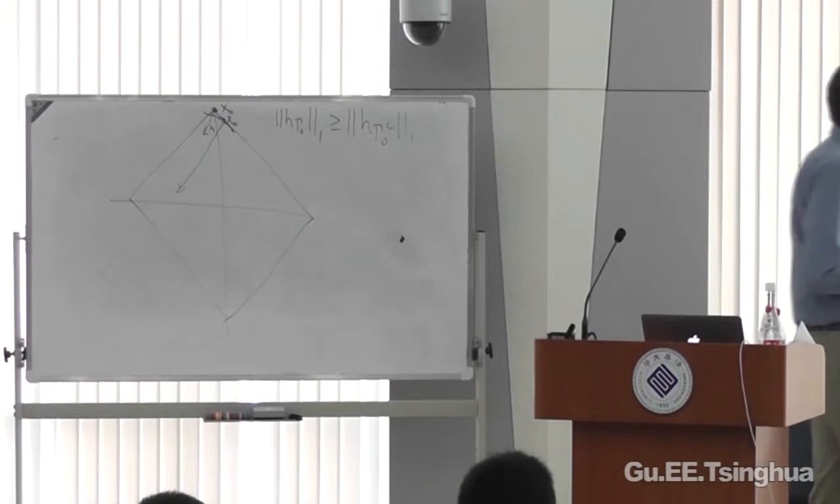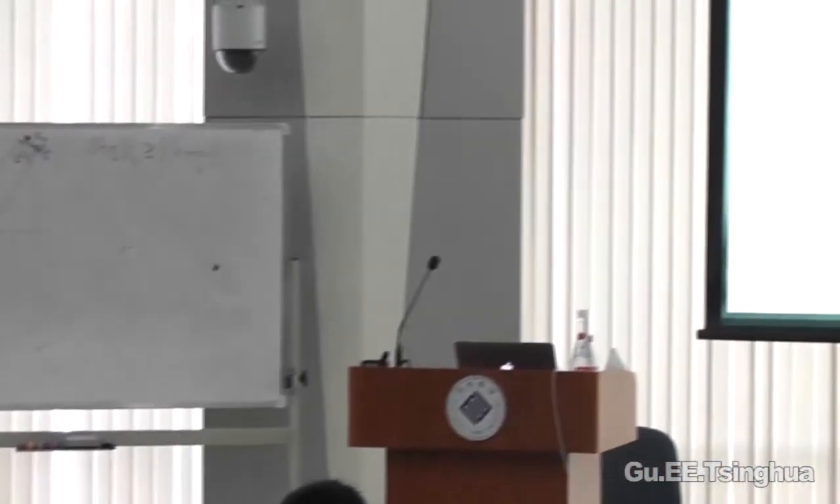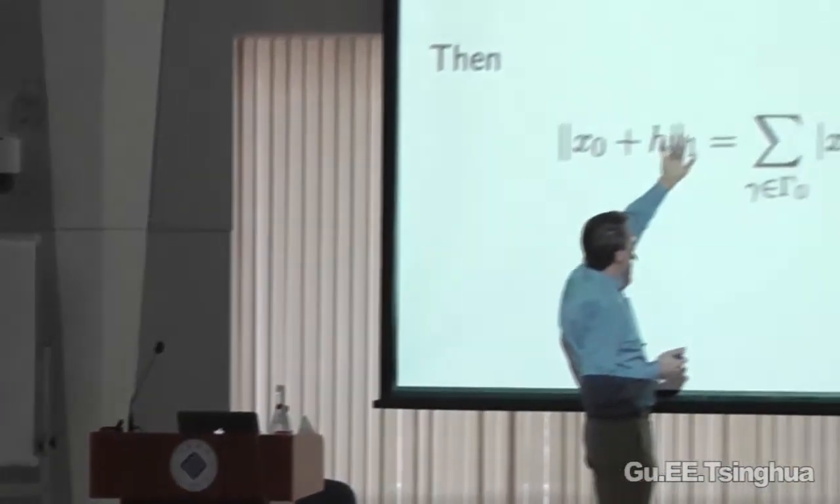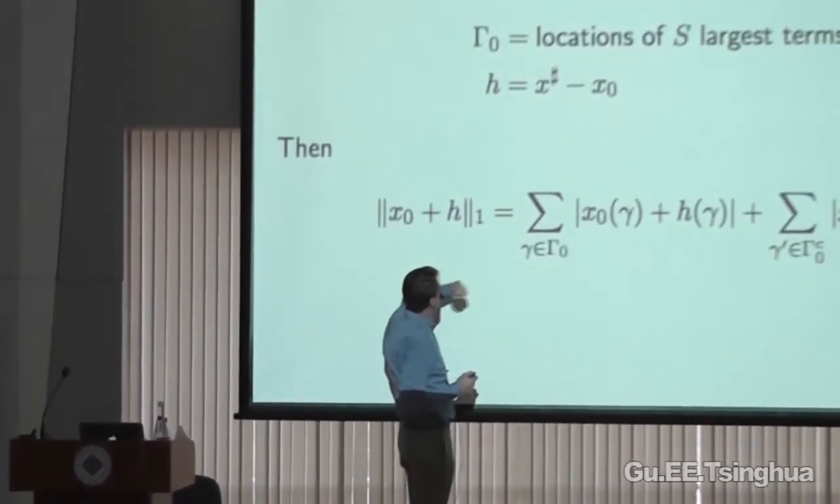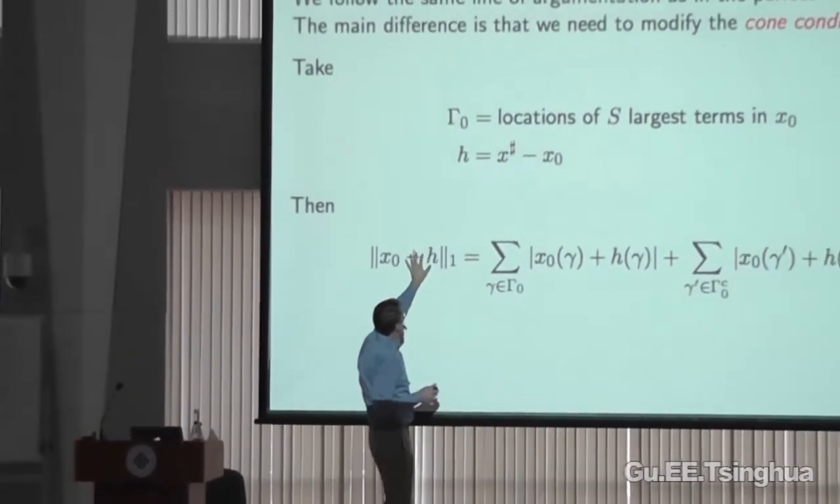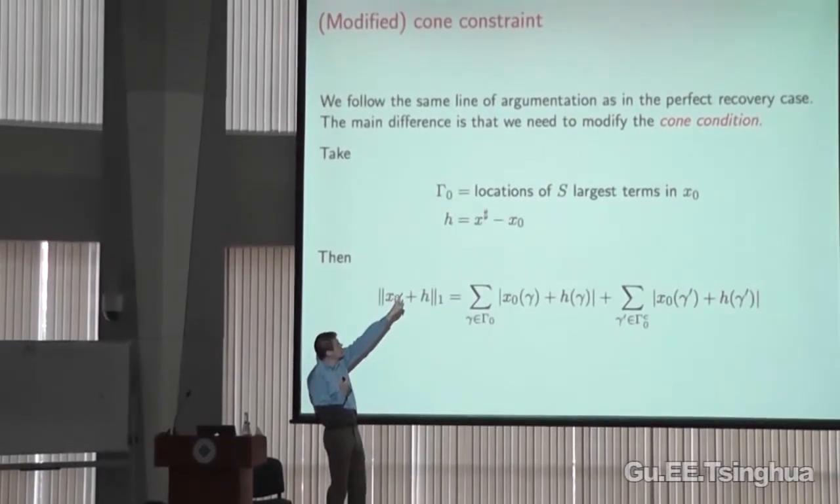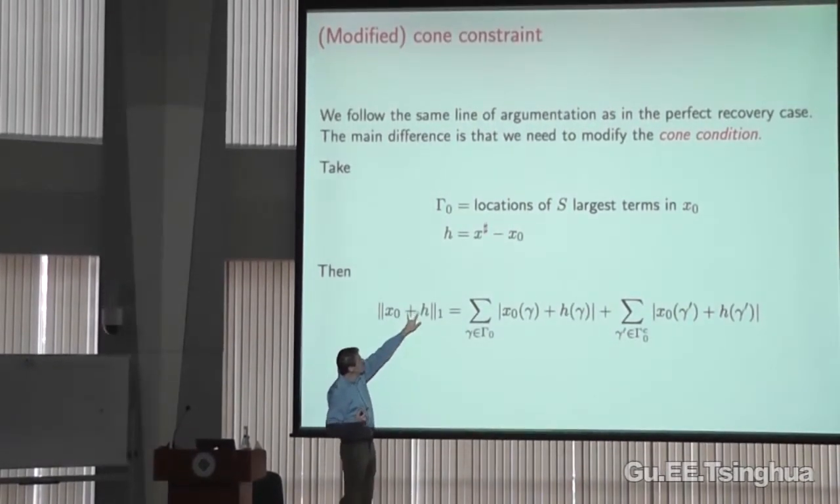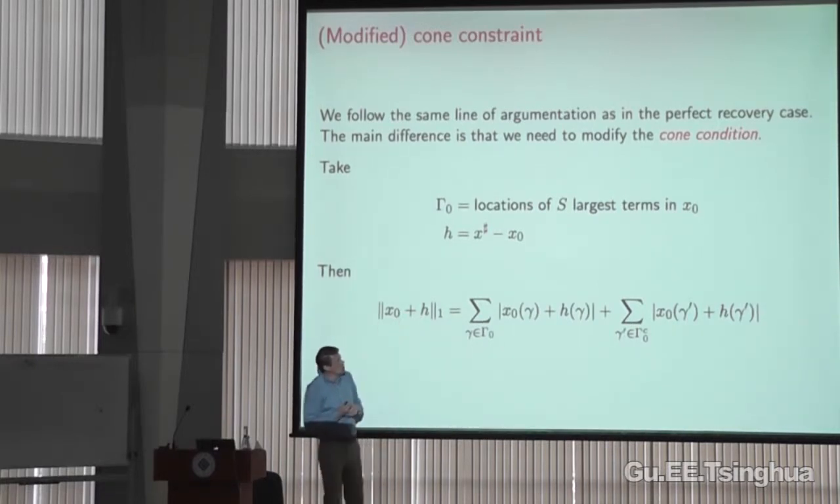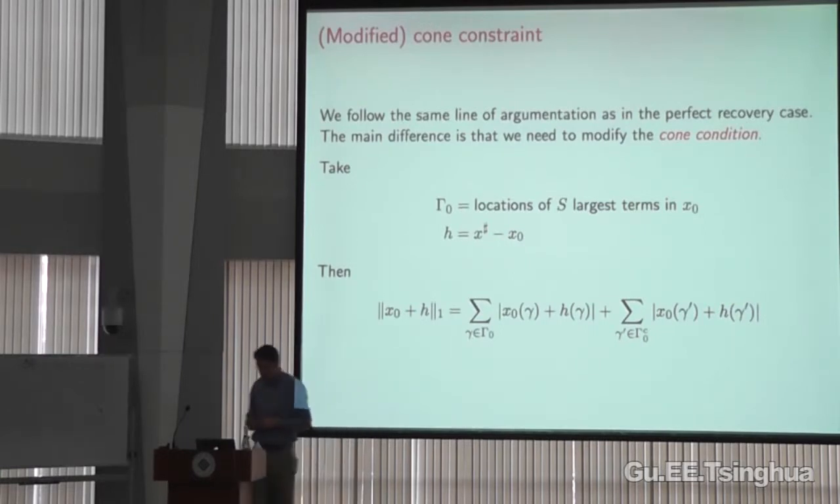It's almost exactly the same. Here's x naught plus h, and we look at its L1 norm. Again, h is the difference between the solution and the true vector x naught. We know this L1 norm has to be less than the L1 norm of x naught, because both x sharp and x naught are feasible, and by definition x sharp is the feasible vector with smallest L1 norm.